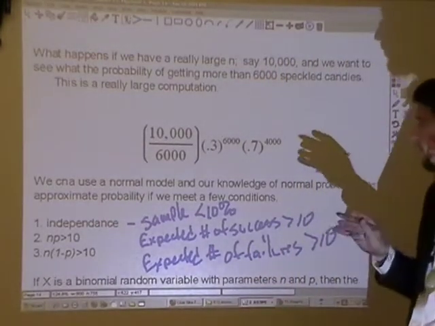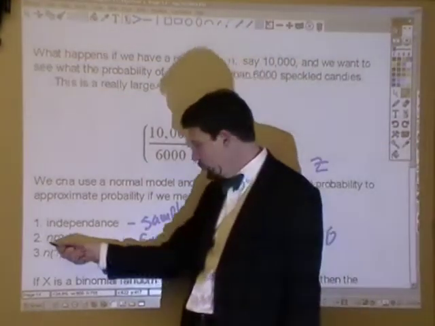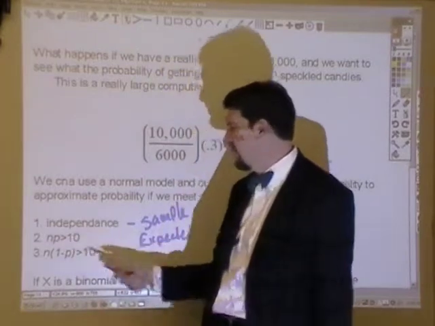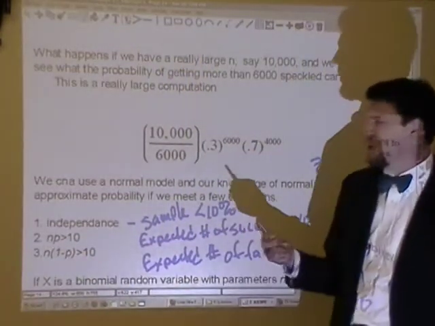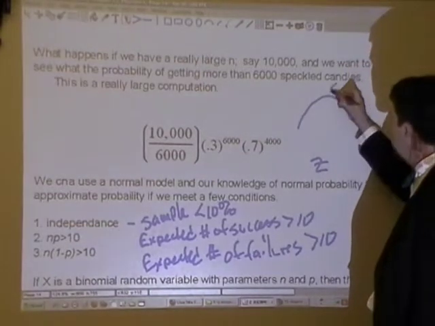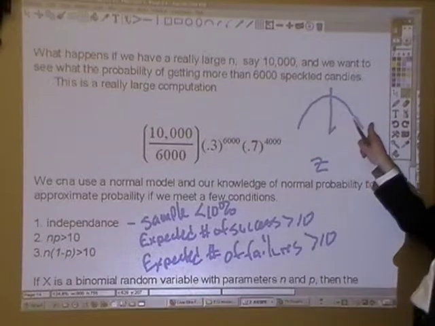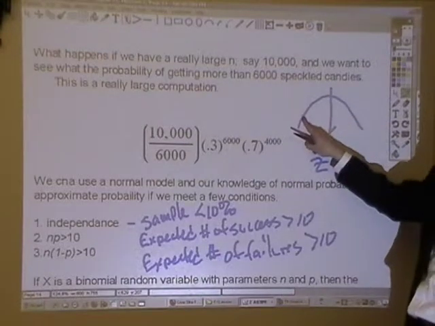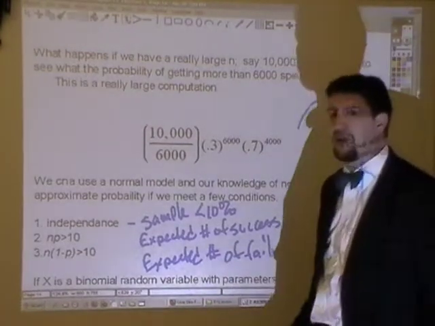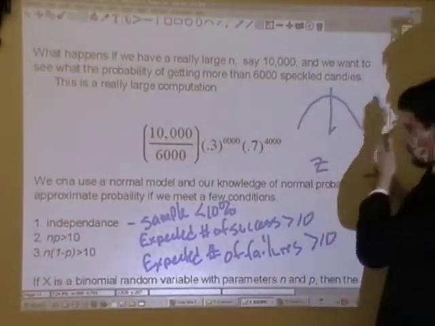Now, why do they have to be greater than 10? Because think about what we're doing here. N times p is, if I expect to get 10, expected value is also known as the mean. So talk about your normal curve here. Here's my mean right here. I need to have more than 10 successes and more than 10 failures to kind of guarantee or show that I have the chance of having a relatively normal distribution.